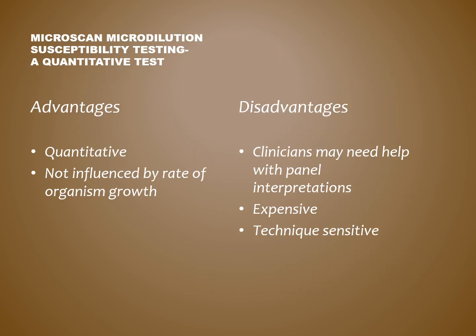There are some advantages to microdilution, and there are also some disadvantages. Some advantages are that it's quantitative and it's not influenced by the organism's rate of growth. So in other words, it's okay for anaerobes and slow growers. Some disadvantages are that clinicians cannot interpret the numbers very well, and so we have to make an interpretation for them as to whether our organism is sensitive, intermediate, or resistant to a drug. It is an expensive technique, and it's also technique sensitive. You have to know what you're doing in order to not make mistakes.